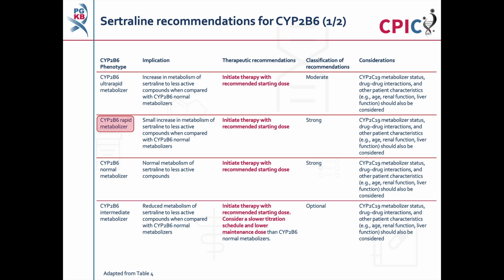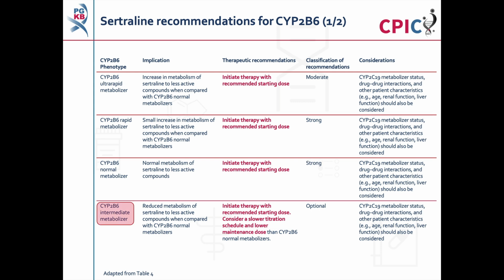Patients with a CYP2B6 rapid metabolizer phenotype will have a small increase in metabolism of sertraline compared to normal metabolizers. These patients can begin sertraline therapy at the recommended starting dose. This is a strong recommendation. Patients with a CYP2B6 normal metabolizer phenotype will have normal metabolism of sertraline. These patients can begin sertraline therapy at the recommended starting dose. This is a strong recommendation.